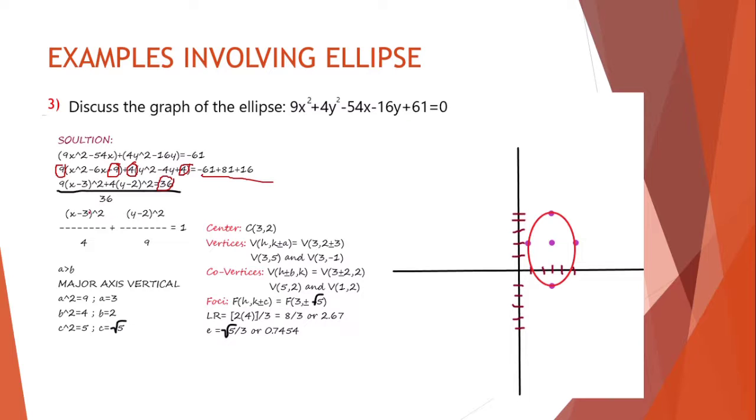Ngayon, we have x minus 3 squared. Ayan yung nabuo nating equation. So, where a is greater than b. So, ngayon, mas mataas yung nandito sa kabila. So, ito yung A nyo. At ito yung B nyo. Next, the major axis vertical. So, yung A natin is 3. Yung B natin is 2. And yung C natin is square root of 5.